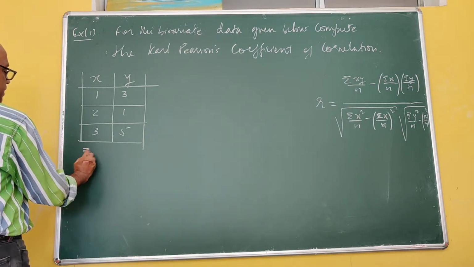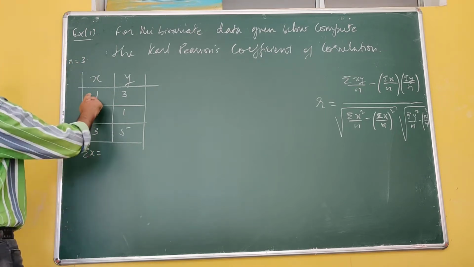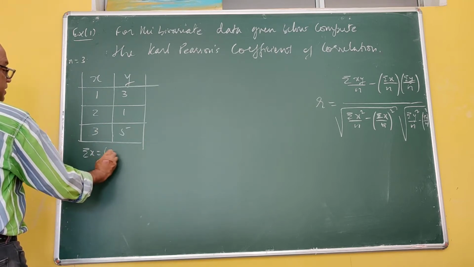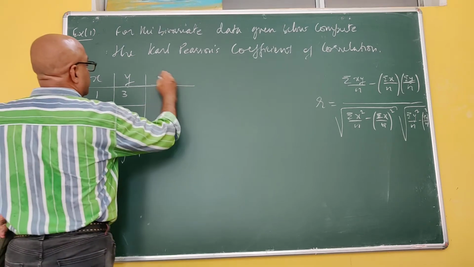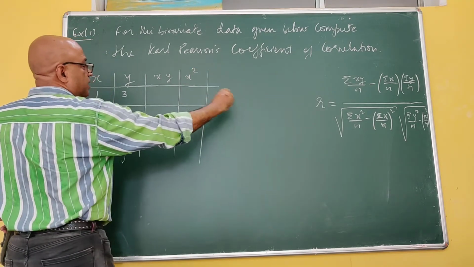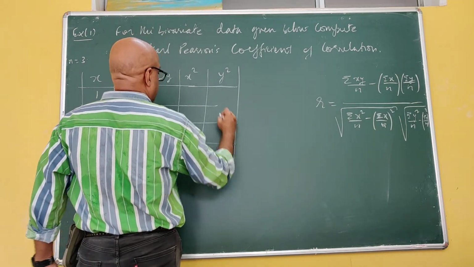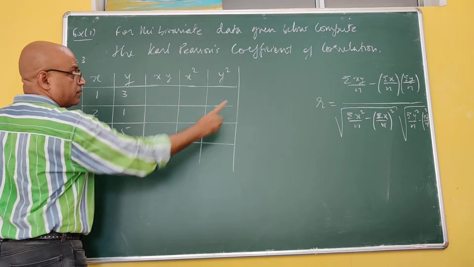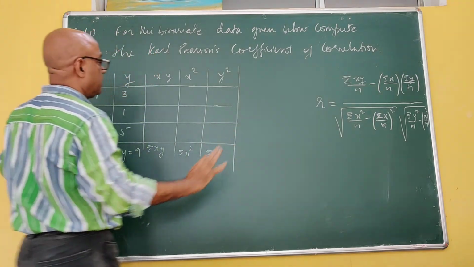So, we require summation x. n is equal to 3, that is, 3 pairs of data. Summation x is 6, and summation y is equal to 9. Then you require x into y, and x square. You already have n. What you need is summation x, summation xy, summation x square, and summation y square. Nothing more would you need.